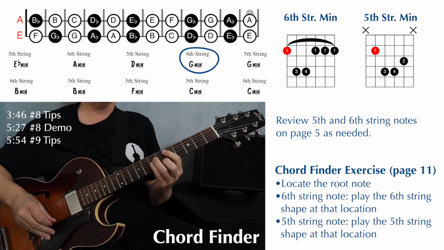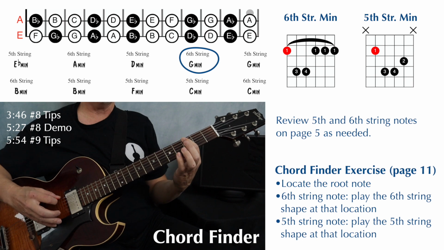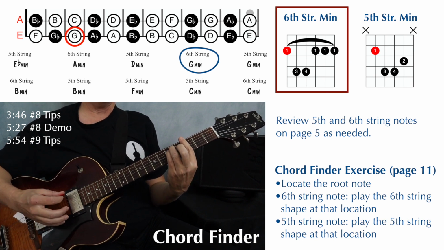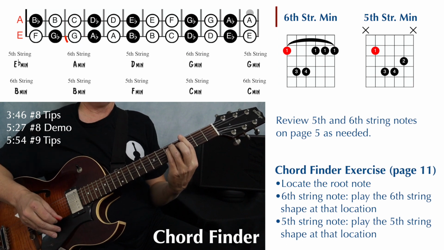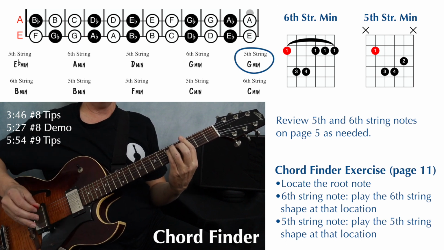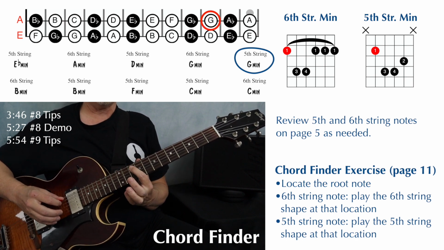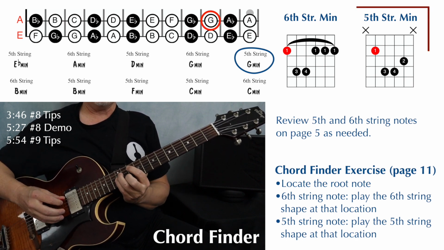Next, G minor on string 6. So find your G on string 6. There's your root. And then you play your 6th string minor shape. And another G minor, but this one is on the 5th string. So you find your G on the 5th string. That's way up at the 10th fret. And play your 5th string minor shape.